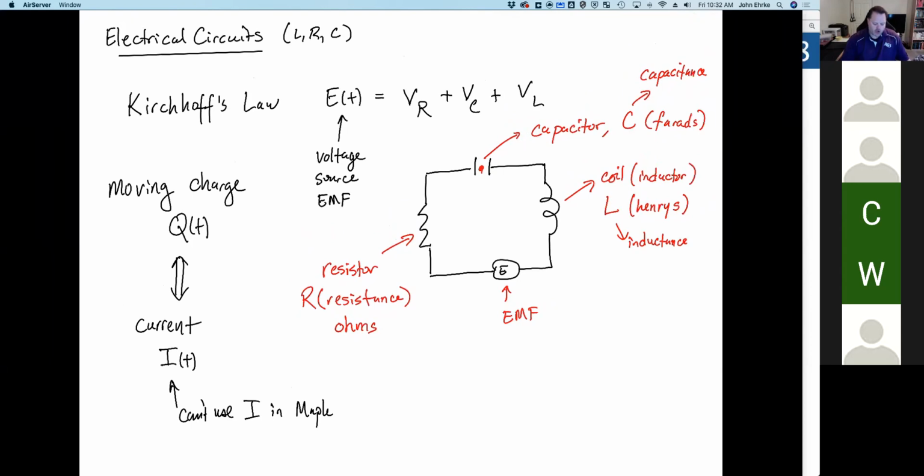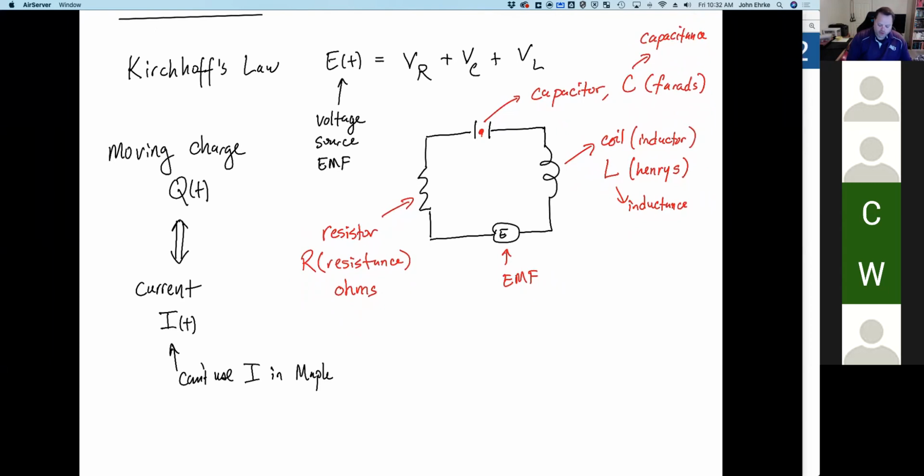But moving charge is current. So moving charge, or the rate of change of charge, is current, which gives us our first fundamental sort of identity between these two things. The derivative of charge is current.